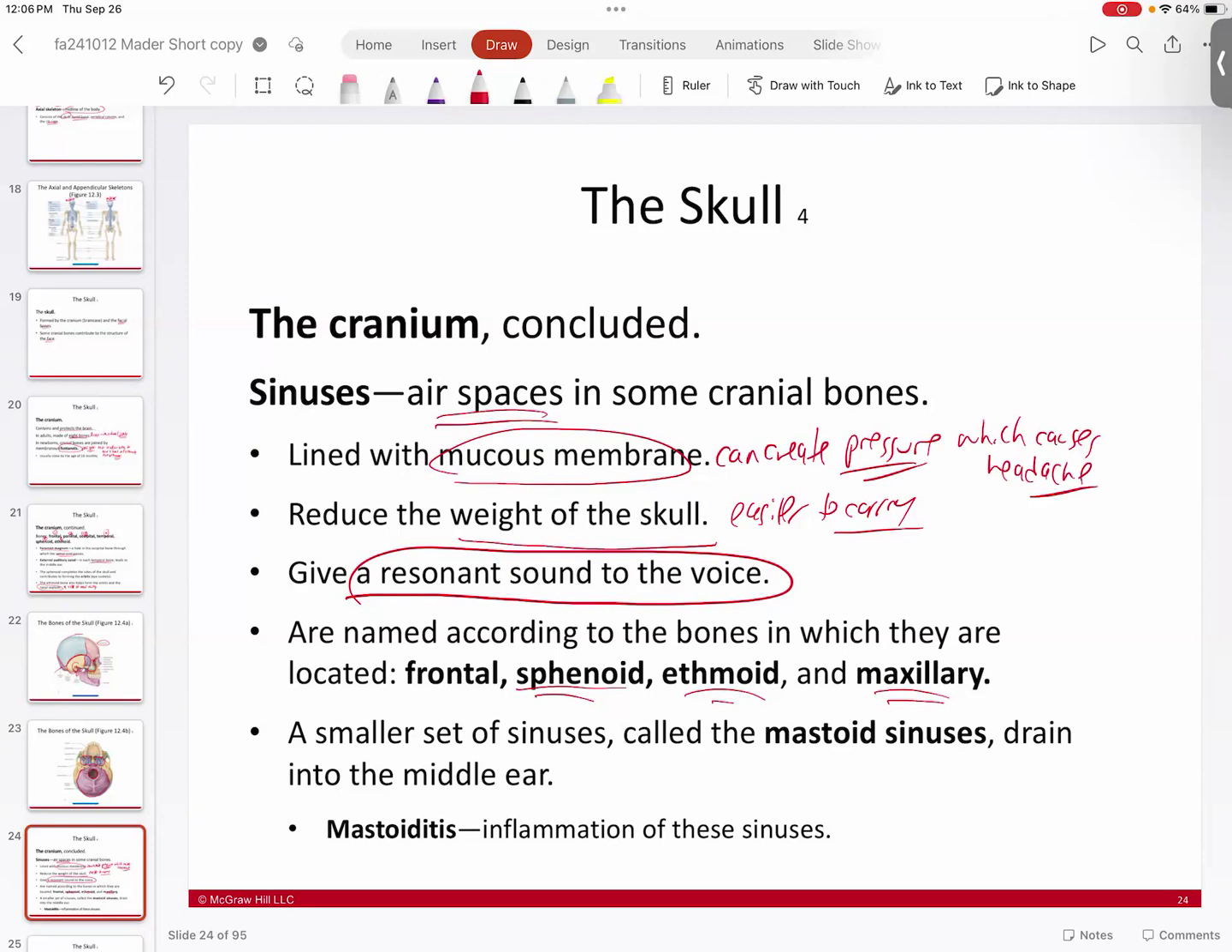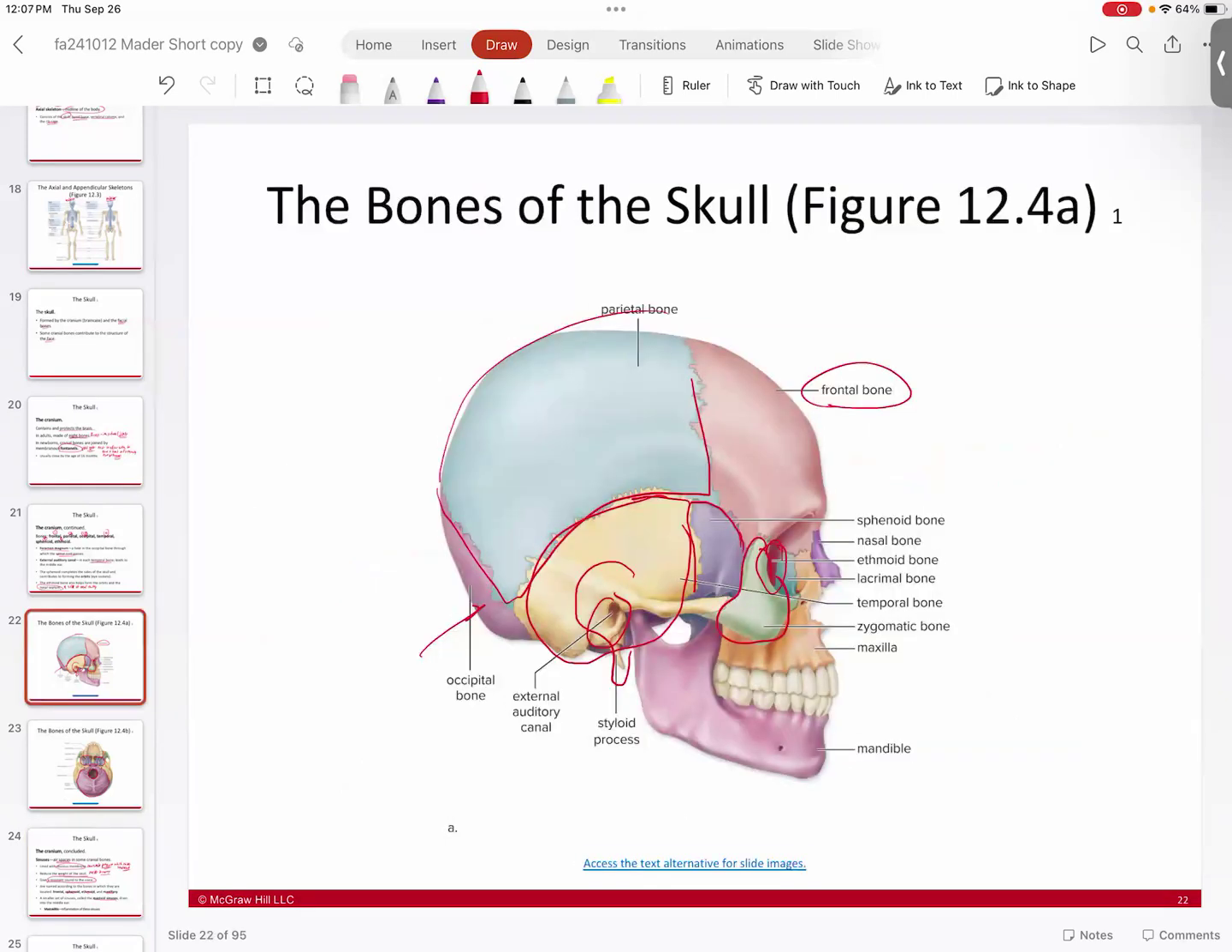So there are smaller sinuses in the mastoid, which basically will drain into the middle ear. The mastoid is actually part of the temporal bone. So for instance, if you take a look at this large bony structure right here, that's what's called the mastoid process. So there's little sinuses in there that help to drain the middle ear.